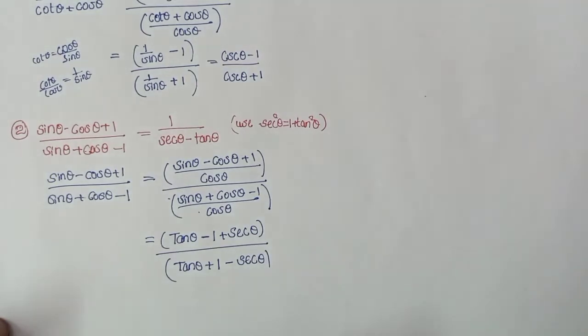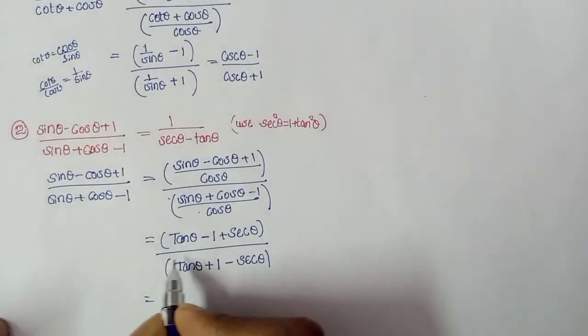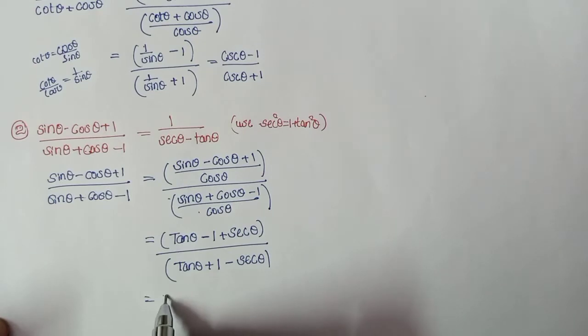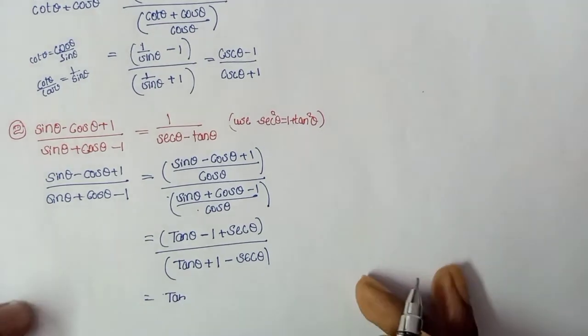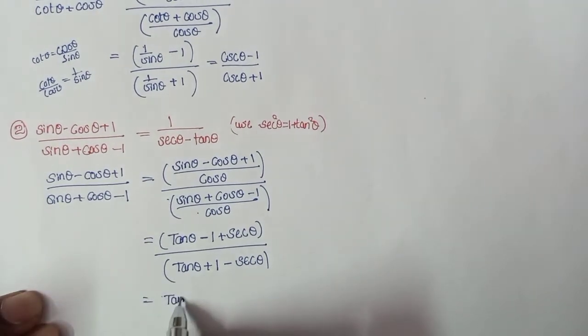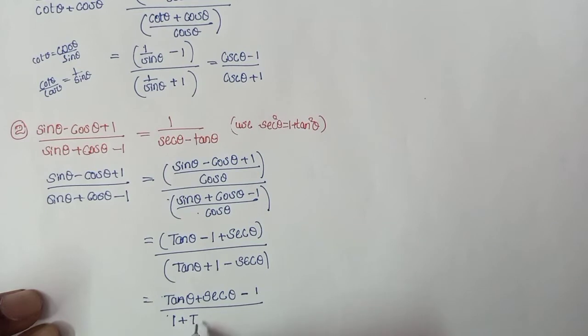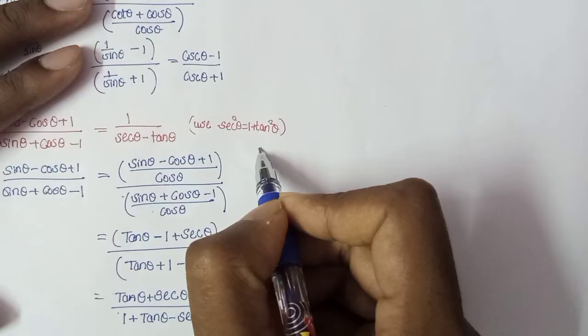This you got. Here if you rearrange this, it becomes (tan theta plus sec theta minus 1) divided by (1 plus tan theta minus sec theta). What I do is write tan theta and sec theta at one place. That's it.